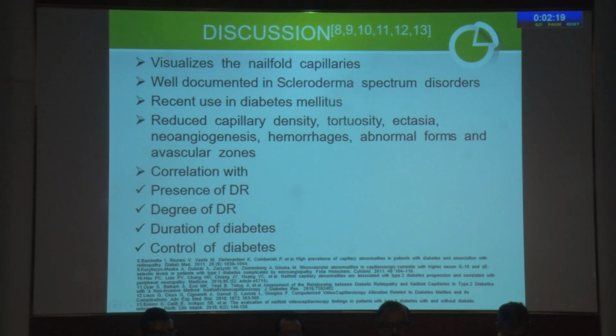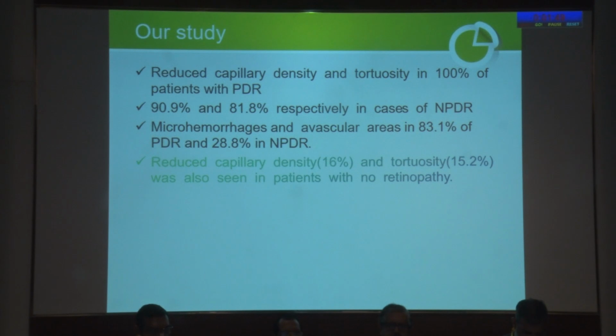So nail fold capillaroscopy basically visualizes the nail fold capillaries. It is very well documented since years in scleroderma spectrum diseases, whereas its recent use in diabetes mellitus has been documented. And so in different literatures, reduced capillary density, tortuosity, ectasias, neoangiogenesis, hemorrhages, abnormal forms, and avascular zones have been documented. We have correlated them with the presence of diabetic retinopathy, degree of diabetic retinopathy, along with duration and control of diabetes. In our study, as I've mentioned, we had very good incidence, that is about 100% in patients with PDR. And also in patients with no retinopathy also, we had certain parameters.